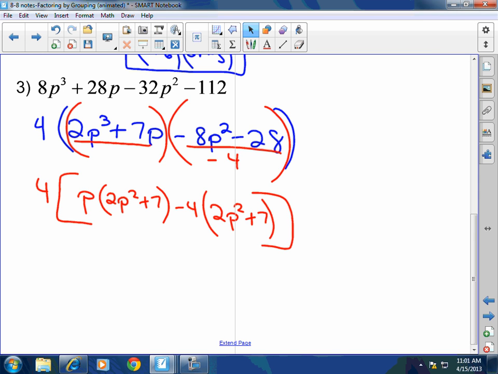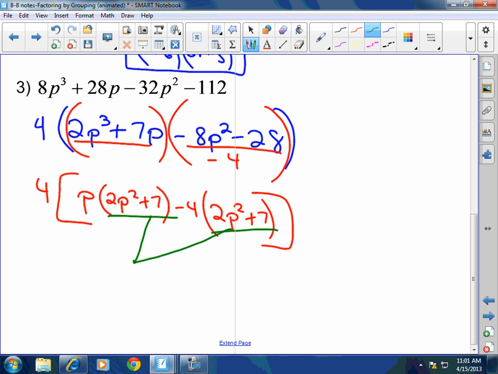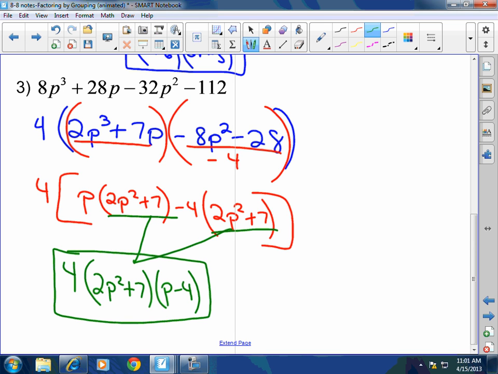Guess what? Now I have my two identical binomials. I pull those guys out. I factor them out. When I factor them out, what am I left with? A p minus 4, and of course, the GCF of 4 that I took out from the beginning.